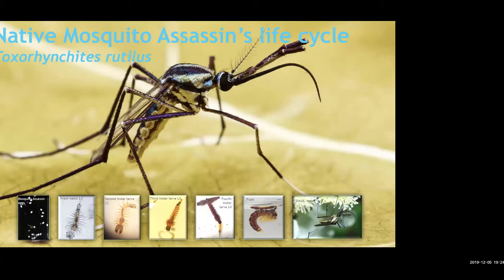So let's go into the life cycle of our mosquito assassin or Toxorhynchides, because they are so unique. They are a holometabolous insect, so they have a complete life cycle that starts out as an egg, a larval stage that has 4 different molts or stages, a pupa stage during which metamorphosis occurs, which is similar to the pupa stage in a caterpillar, where the caterpillar breaks down and then gets wings and emerges as a butterfly or moth. And then, of course, we have the adult that comes off the water.